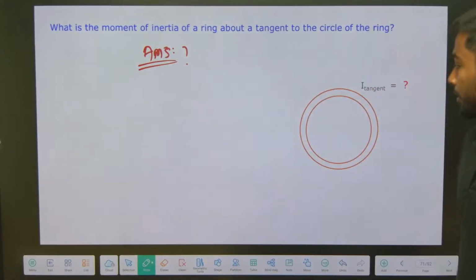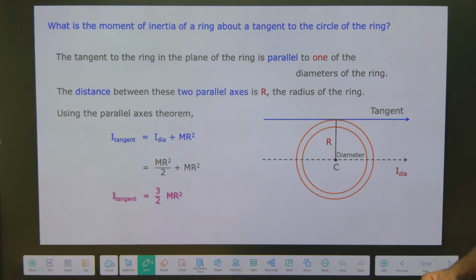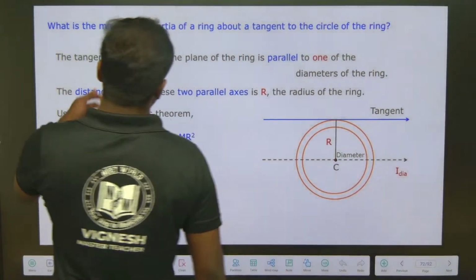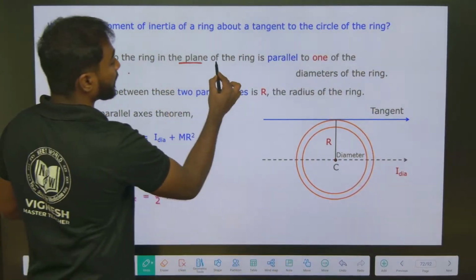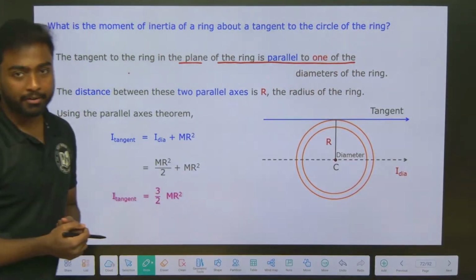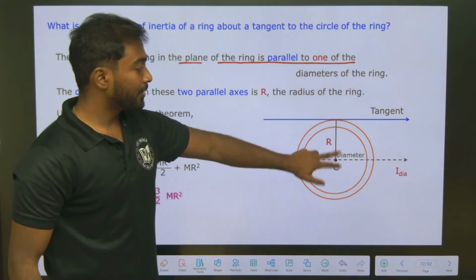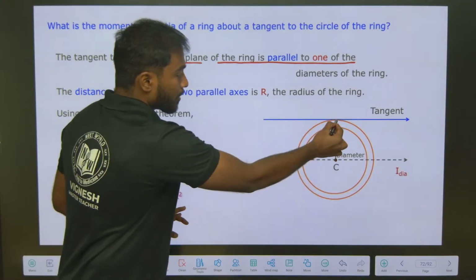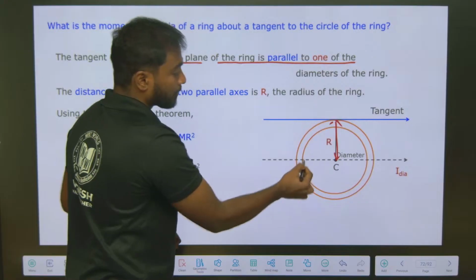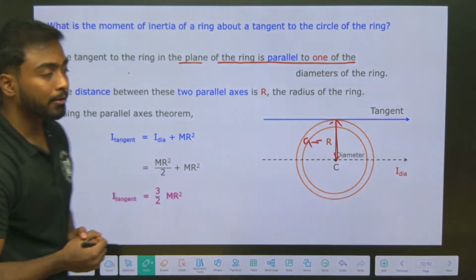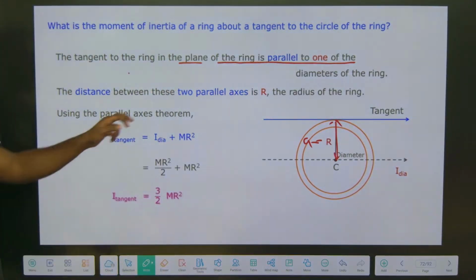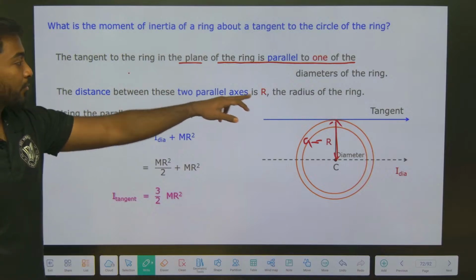Okay. When we are talking about a tangent to the ring, the plane of the ring is parallel to one of its diameters. So when I talk about a diameter and the tangent, I can take them as parallel. So the distance between them will be r, so I can say a is equal to r. The distance between the two parallel axes is r, the radius of the ring.